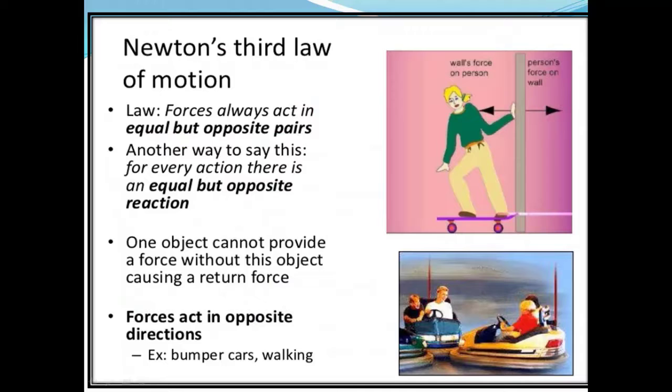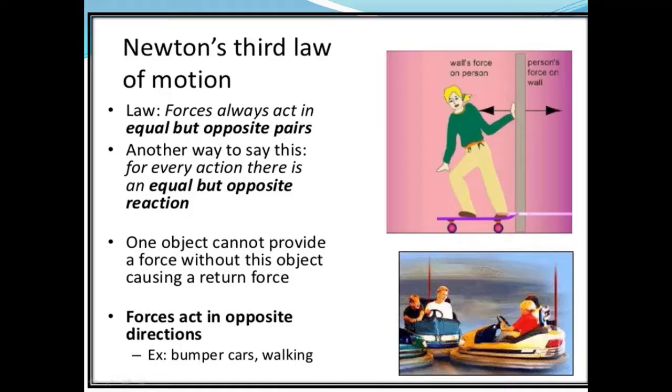So here are some examples where you can see the wall's force on the person who is here, whereas the person's force on the wall. So here, according to Newton's third law, forces always act in equal and opposite directions, but in opposite pairs. Another way to say this is, for every action there is an equal and opposite reaction. That is what we can see from this picture. Also, here it means that one object cannot provide a force without this object causing a return force.